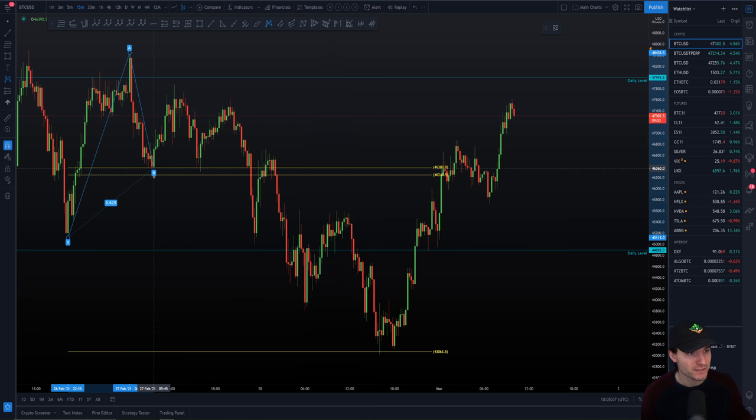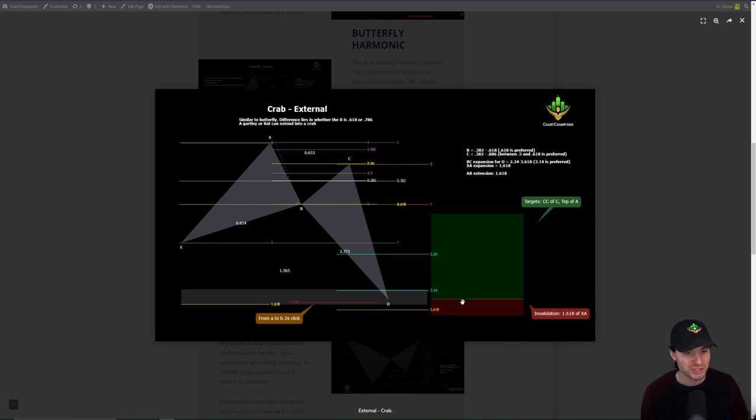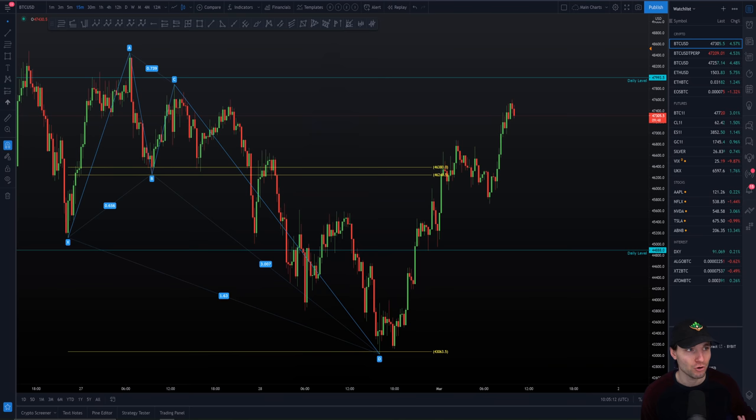Obviously, the way that you trade this, X, A, B, up to C, down to D. If you look here at the cheat sheet, that's where you get your entry. You have your stop loss below that because that would totally invalidate the trade setup. Then obviously you get into your long positions. This is a bullish crab.